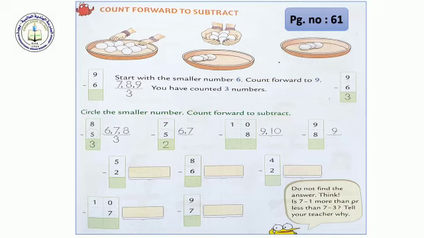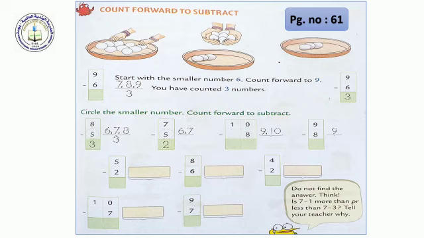Here, which is the smaller number, children? Yes, 6 is the smaller number. So, we have to start from 6 and count forward to 9. Come on, everyone, keep 6 in the mind and count forward on your fingers. After 6: 7, 8, 9. So, we have counted 3 numbers. So, 9 minus 6 equals 3.